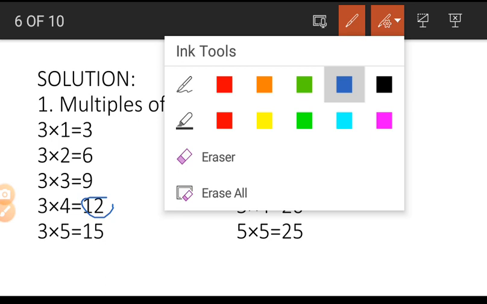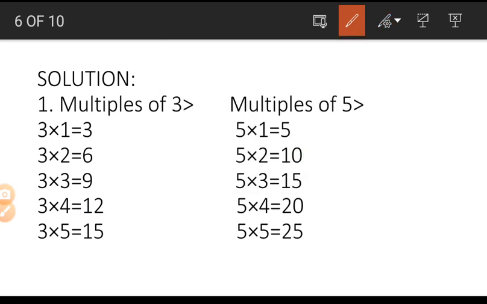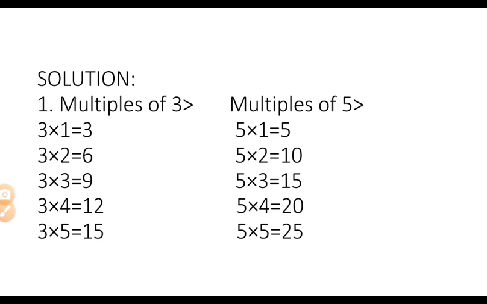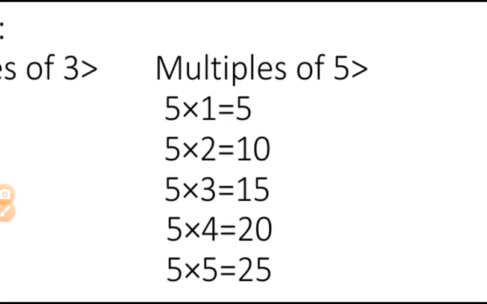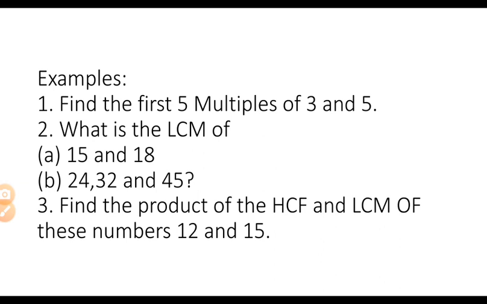Now we are going to look at the second example. In the second example, we are asked to find the LCM of 15 and 18. What is the lowest common multiple of 15 and 18? After that, we will also look at the triple numbers here: 24, 32, and 45. Now let's look at the solution to question number 2.